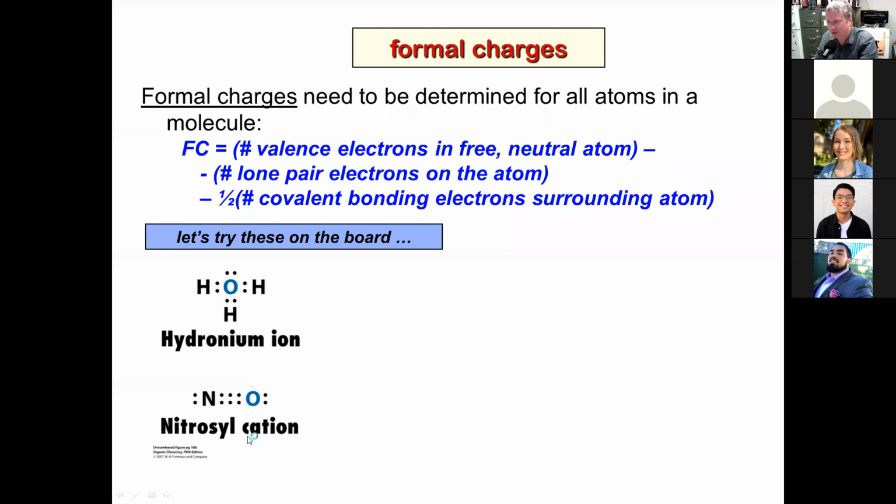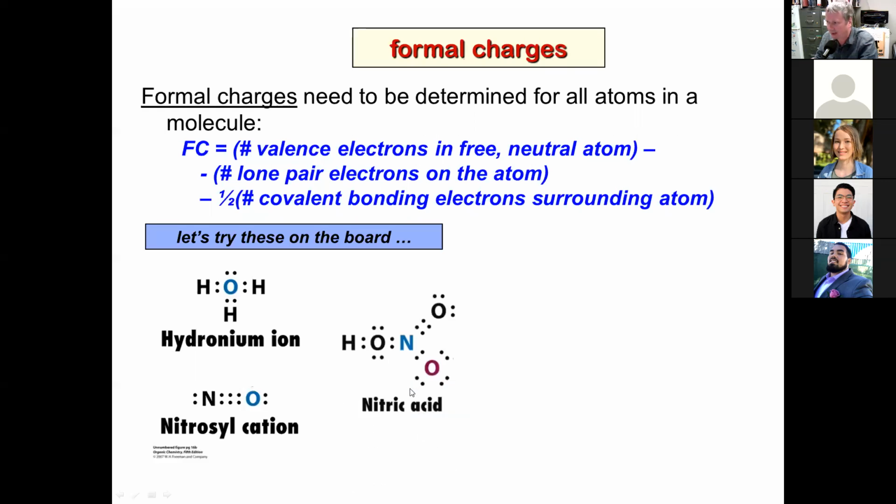Nitrosyl cation. Well, of course, the word cation is positive, right? Ionic things are positive. So nitrogen, it's 5 minus 2 minus 1/2 the bonding electrons. So 5 minus 2 minus 3 is neutral. Nitrogen is neutral. And then oxygen is 6 minus 2 minus 1/2 of the bonding. So that's positive. And of course, that makes sense with the word cation, right?